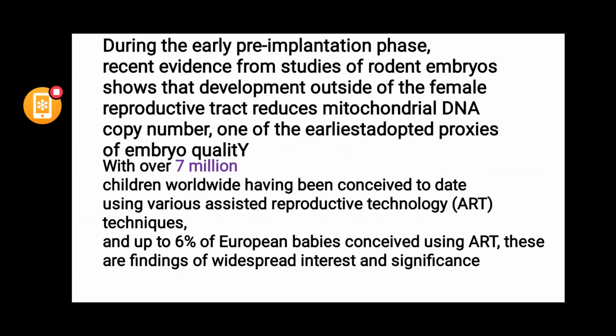During the pre-implantation phase, recent advances have shown that development outside of the female reproductive tract reduces the mitochondrial DNA copy number, which is one of the earliest adopted proxies of embryo quality. With over 7 million children worldwide having been conceived using various ART techniques, up to 6% of European babies are conceived using ART. These are findings of widespread interest and significance. So you have to remember 7 million worldwide, 6% in Europe.